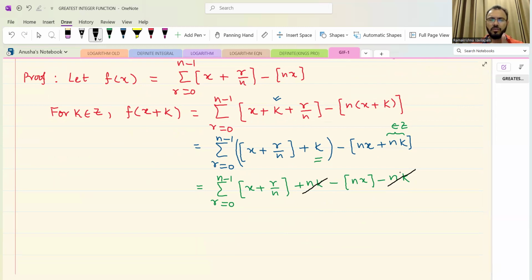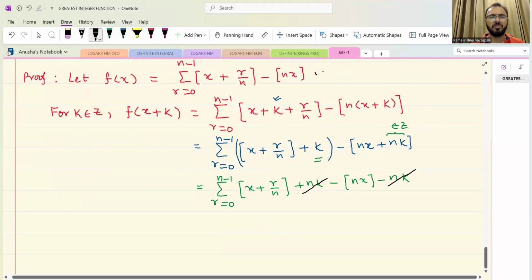Should we get that original function or something else? You look at the original one. This is the original one, and the same terms appeared here also. So this is nothing but f of x. Therefore, f of x plus k equals f of x.